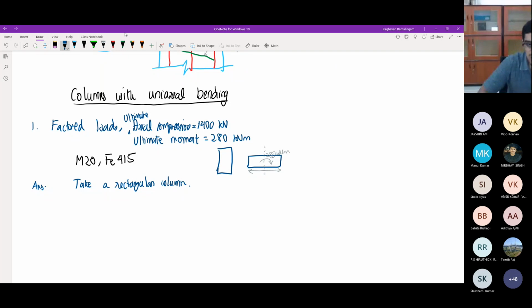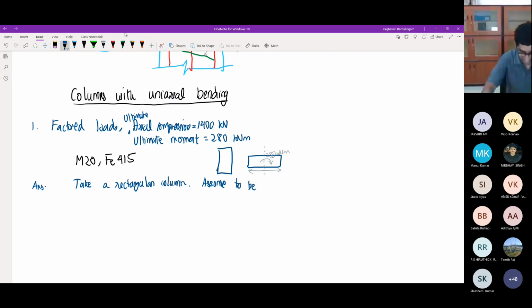Next thing you want to decide is what size to give for the rectangle. Once again, the easiest thing that you can do is just make a good reasonable assumption for the size of the column. There is no one right answer. There are many sizes that you can adopt for a given moment and compression. I can just assume some particular size, and later if you feel it is too much, you can obviously revise it.